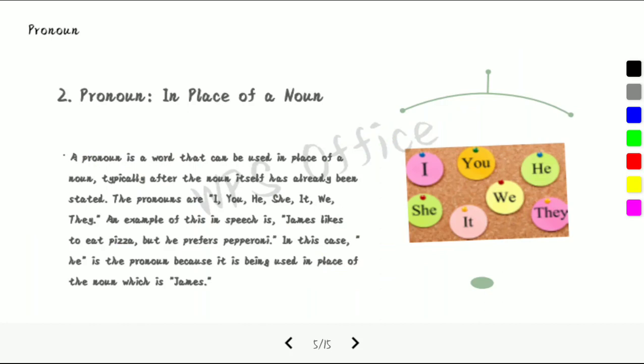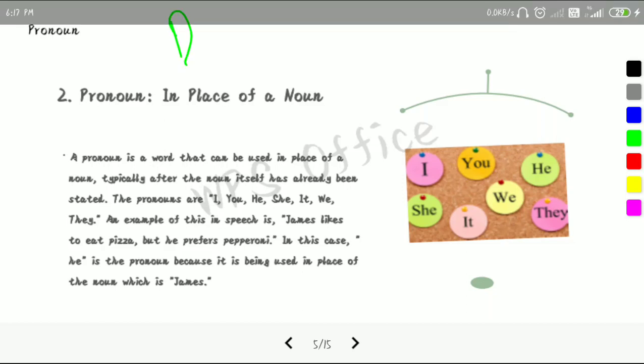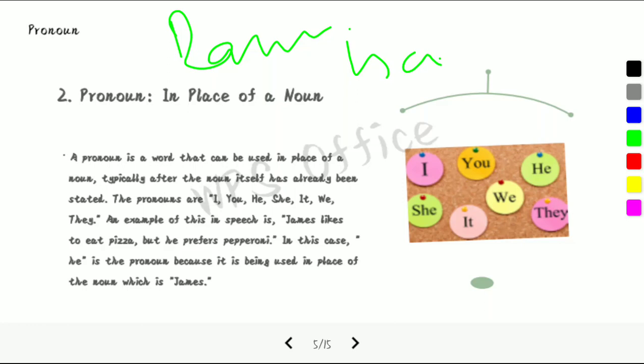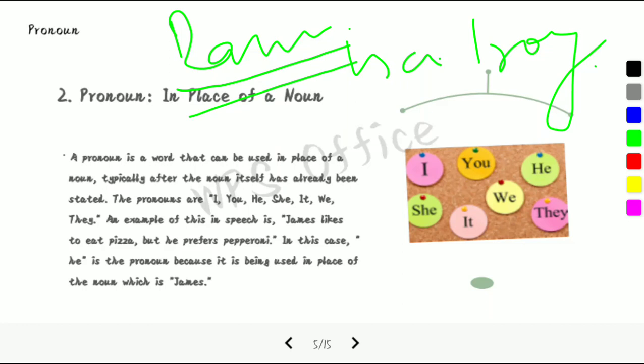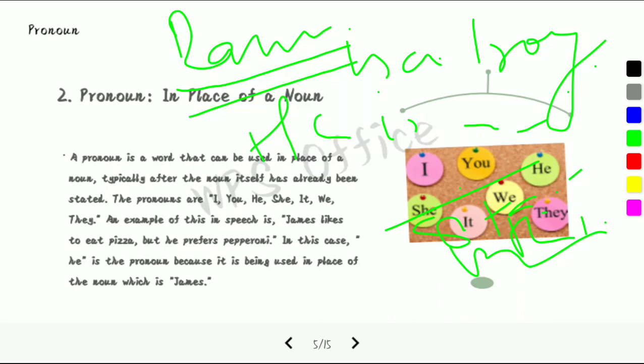Then comes pronoun, which is used in place of a noun. So what is a pronoun? When we are talking about someone, for example Ram, Ram is a boy. When we again speak about Ram, we will not repeat Ram in upcoming sentences. We will say he is 8 years old. He is tall. For girls, we say Sita or Rita or Rubina. When we talk about them again and again, we say, for example, Rubina is a beautiful girl.